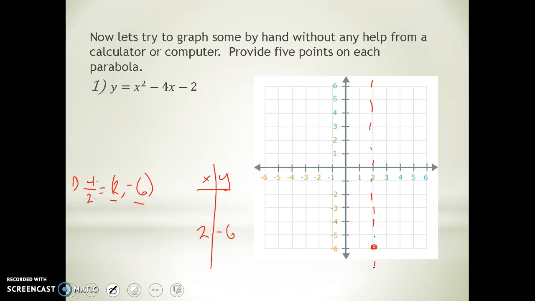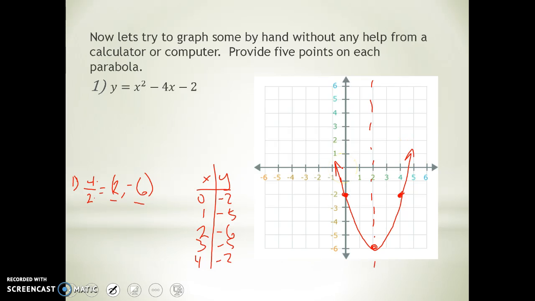I also know this opens up because the a value is positive. I know that the y-intercept is at -2, which is right here. And because that's at -2, I have another point right here at 4, -2. So that's these 2 points, 0, -2, and 4, -2. And if I plug in 1 and 3 with both of those values, I would get -5. And so that's this point here and this point here. And my parabola is going to look something like this.